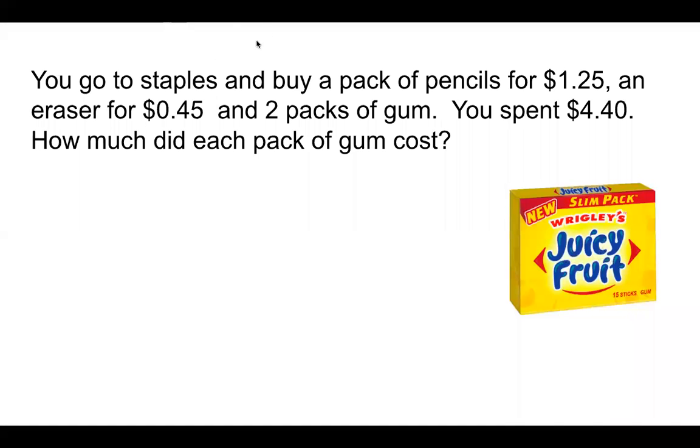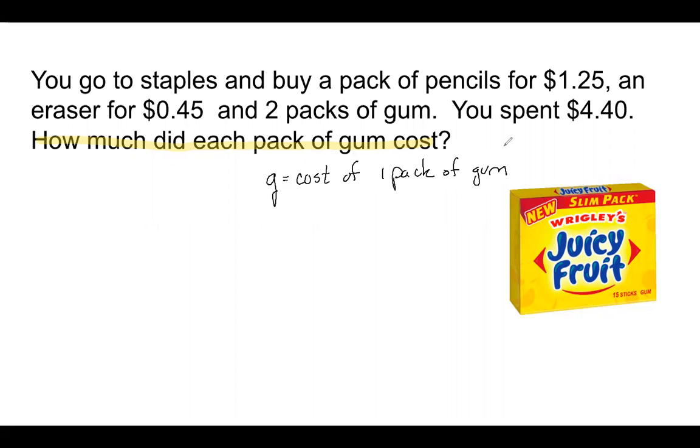All right, let's try another one. You go to Staples and you buy a pack of pencils for $1.25, an eraser for 45 cents, and 2 packs of gum. You're going to spend $4.40 at Staples. How much did each pack of gum cost? All right. So the first thing we're going to do is define a variable. They're asking us, how much did each pack of gum cost? So that's going to be our variable. Maybe I'll use G is equal to the cost of 1 pack of gum.